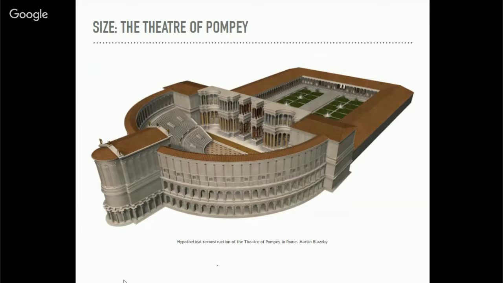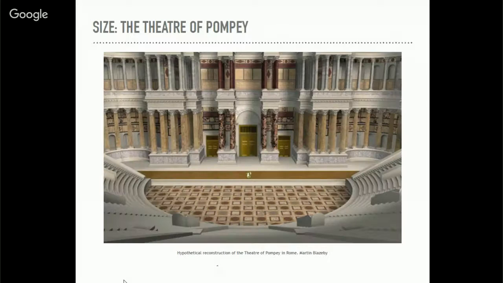That is the hypothetical reconstruction of the Theatre of Pompey in Rome that was done by Martin Blaseby, the late KCL. And you know, because you studied it, that the Theatre of Pompey was massive, was huge. But I'm talking for myself. I didn't understand how big it was until I saw this and realized that, I don't know if you can see it, this black dot there, that's a person. So this is how big a human actor would look like in that space.